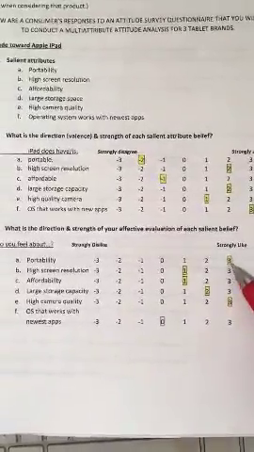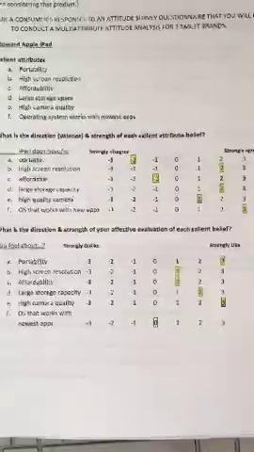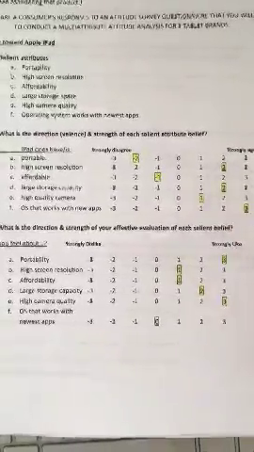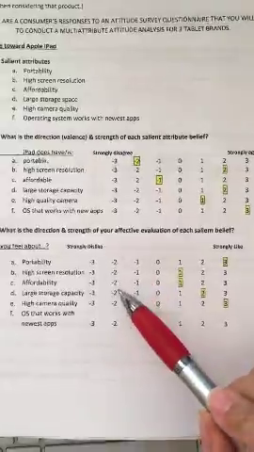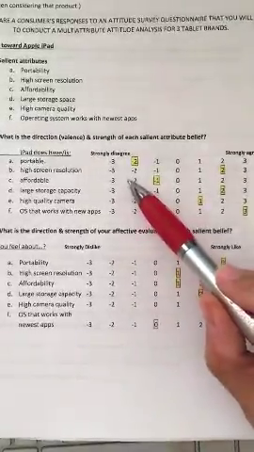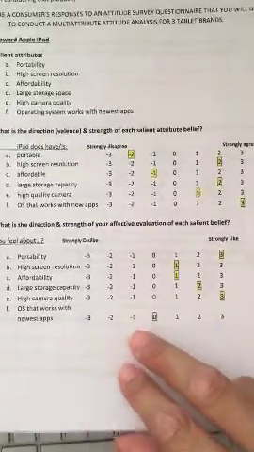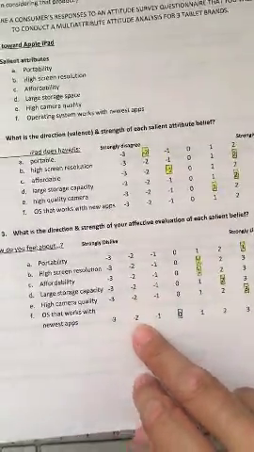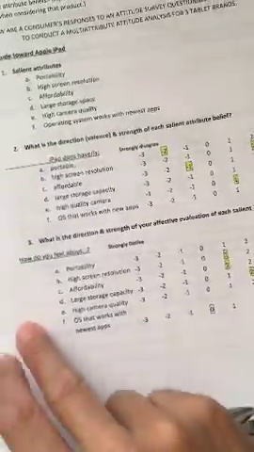And recall that when we have a positively evaluated attribute, that is something that we want positive beliefs about. If it's a negatively evaluated attribute, then we want negative beliefs about it. We want the consumer to believe that the product does not possess an undesirable attribute. Okay, going on to the next page.